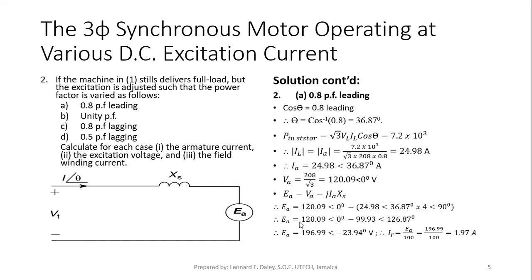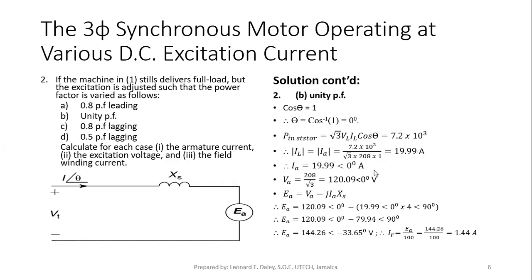EA now works out to be 196.99 at angle minus 23. And IF is approximately 1.97. Unity, similar procedure. EA works out to be 144 and IF to 1.44.